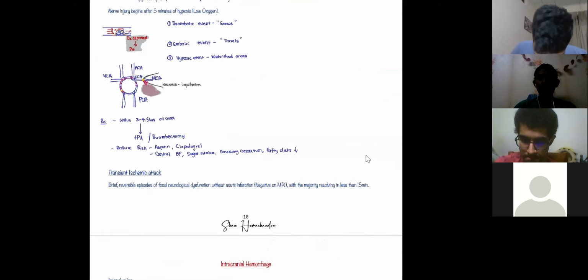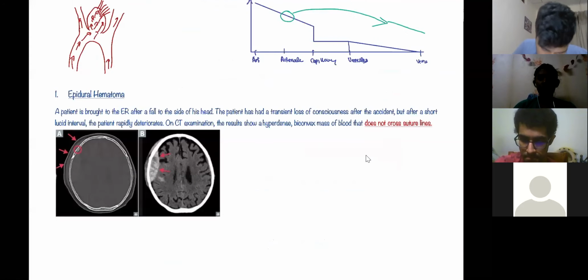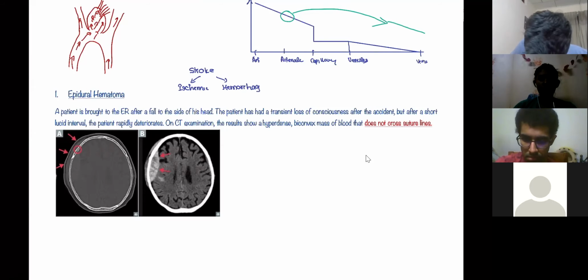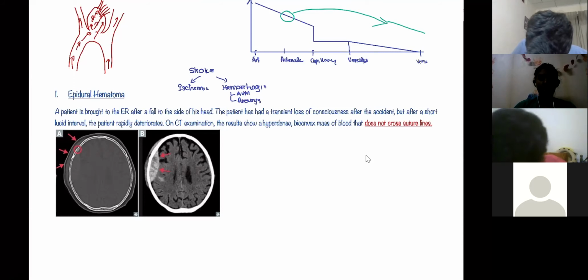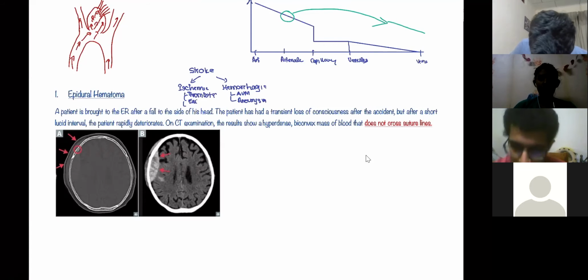Now, strokes are of two types. They are either ischemic or hemorrhagic. Hemorrhagic stroke is of two types: one is AVM, the other one is aneurysm. Ischemic is of three types: thrombotic, embolic, and hypoxic.